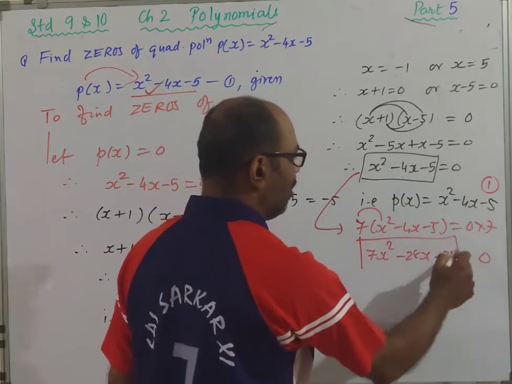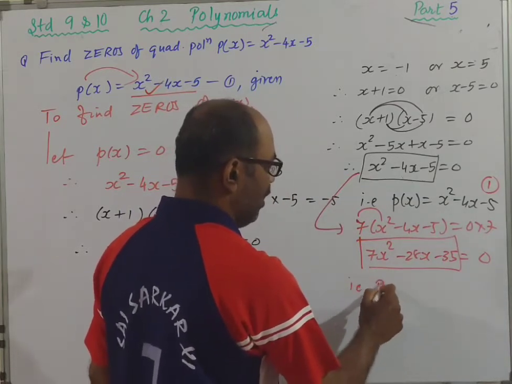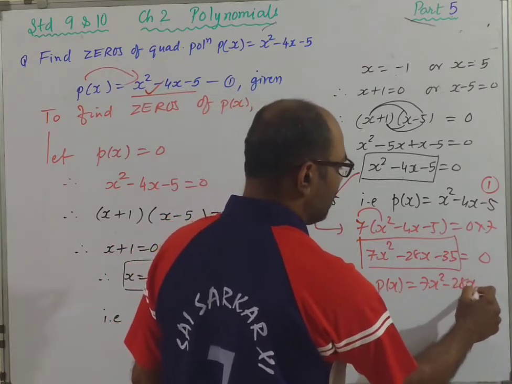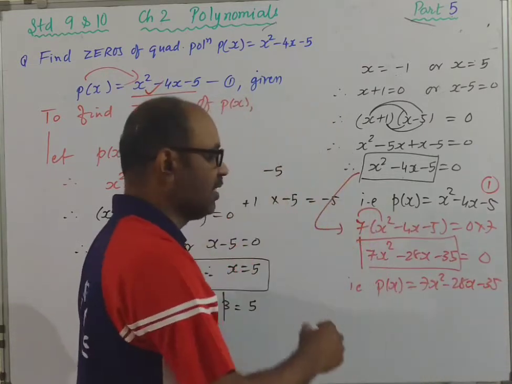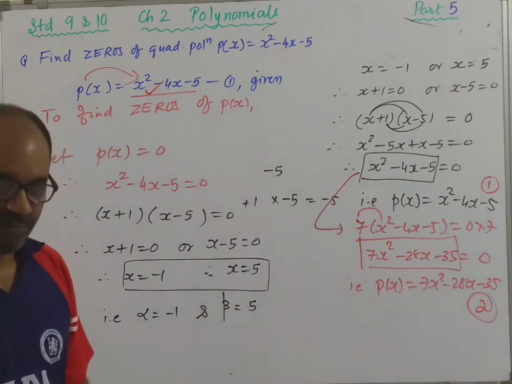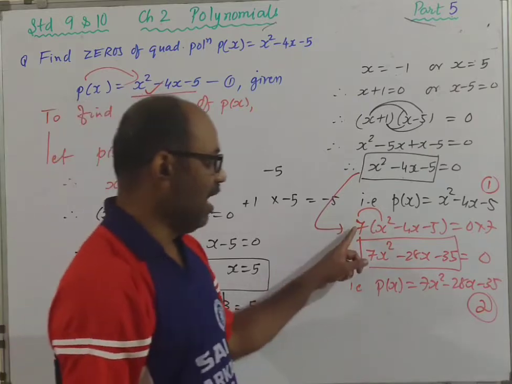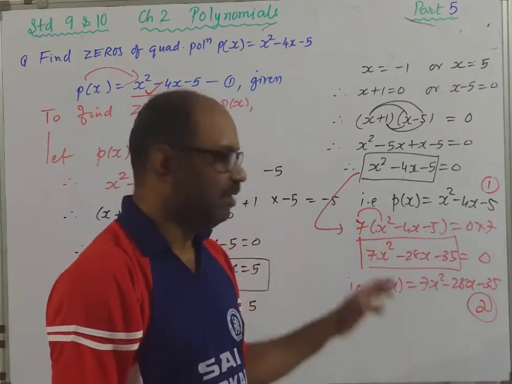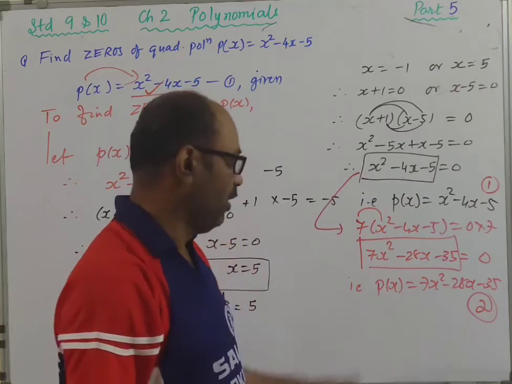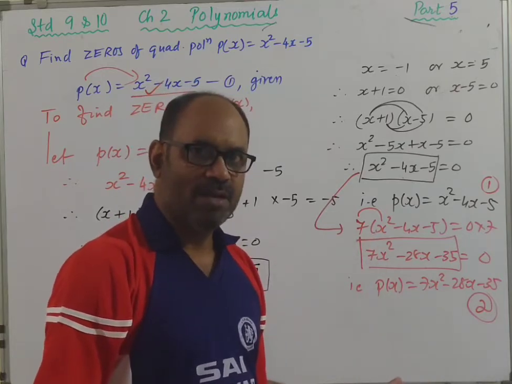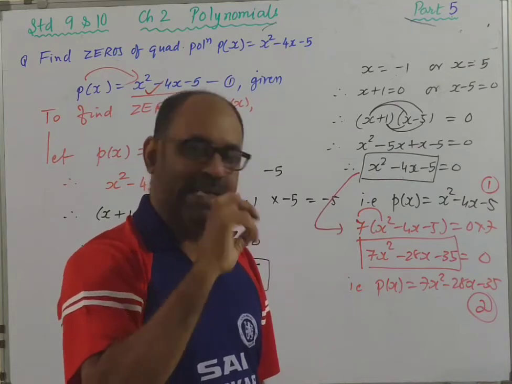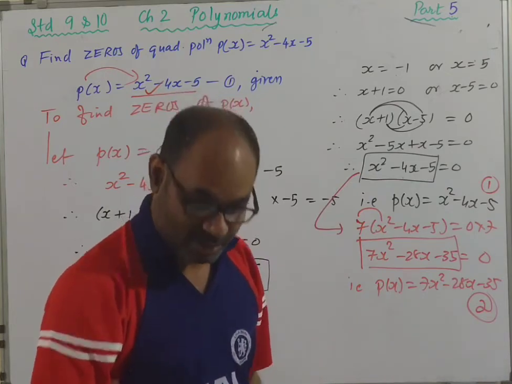So again you got your second polynomial, i.e. p of x is equal to 7x square minus 28x minus 35. This is the second polynomial, children, whose zeros are minus 1 and 5. If you multiply 3 on both sides, you will get a new polynomial. If you multiply 1 upon 2 on both sides, you will get the next polynomial. So you keep on getting polynomials. Multiply minus 2 on both sides. Don't multiply 0, anything other than 0.